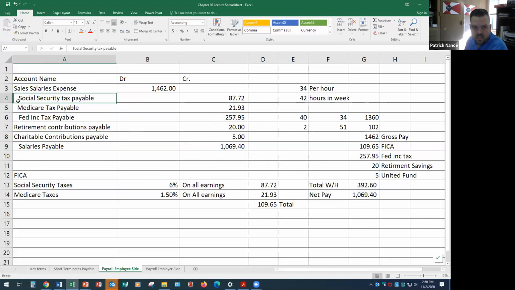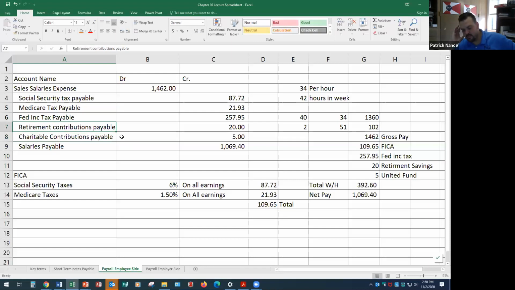So that would be just an individual journal entry for one person, even though, like I said, we do usually do it in group. And this is what I would call the employee side, because this is the money that's actually going to go to the employee, and this is all the money that is withheld from the employee's paycheck and paid to other organizations on their behalf.